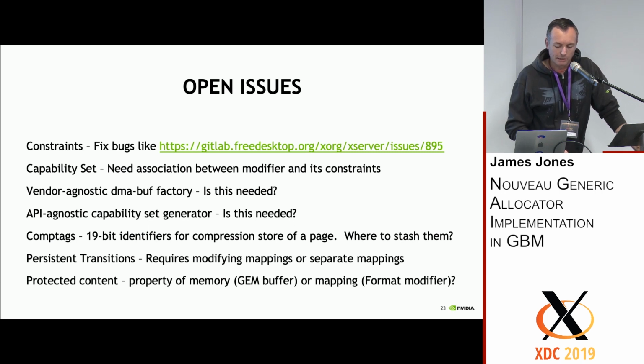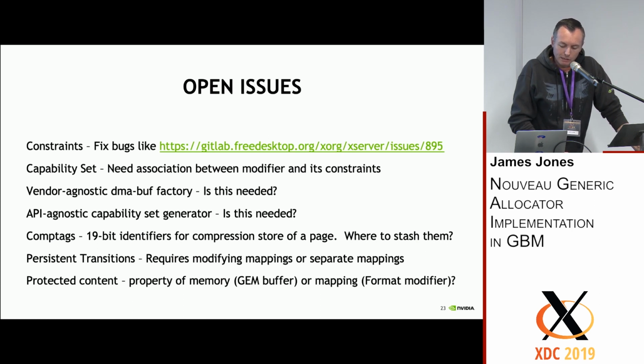Similarly, is there a need for an API agnostic capability set generator? So something that you can submit your usage to and get back a set of format modifiers and constraints. Again, I don't know if this is still a use case. I don't know if Google's still interested in doing a layered gralloc that goes on top of something that isn't GBM. I know various people are working already on doing gralloc on top of GBM, so maybe that's working out good enough and there's not this need anymore.